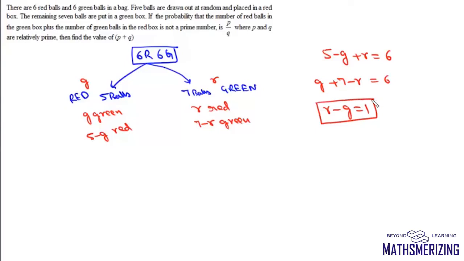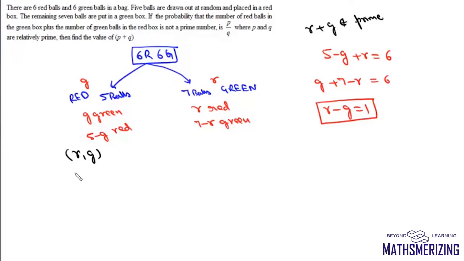Now it is also given that R plus G is not a prime number. Now we need to find possible values of R and G. Now clearly G must be less than or equal to 5 and greater than or equal to 0, and R must be less than or equal to 7 and greater than 0. Now we look at various combinations of R and G.